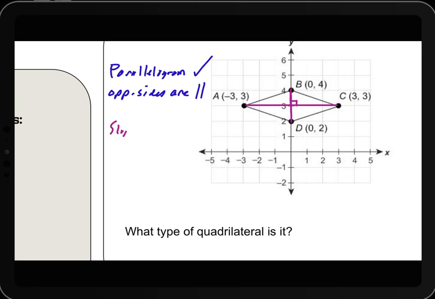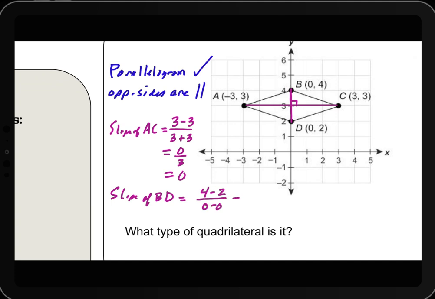So the slope of AC is going to be, well, 0, because you have 3 minus 3 over 3 minus negative 3, which is 3 plus 3. So you just have a slope of 0, and that makes sense because that's a horizontal line. It has no incline, no gradient. And then you have the slope of BD, the other diagonal. Now, the y values are 4 and 2, and then you have 0. The problem with this is that you get 2 over 0. That's an undefined slope.